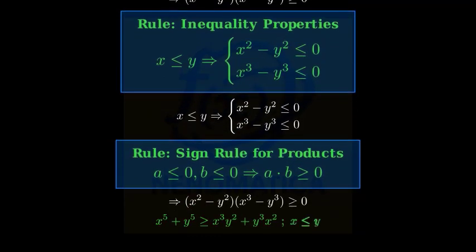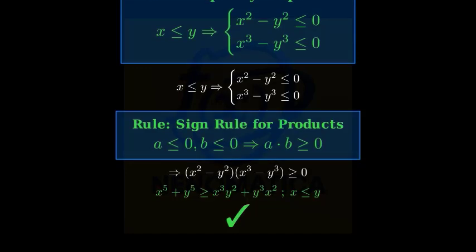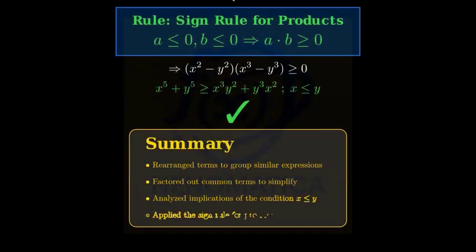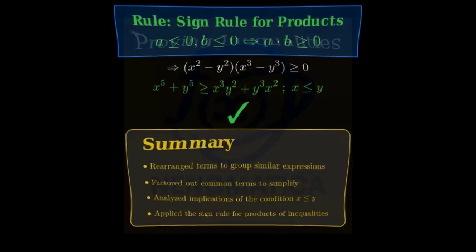Therefore, we've proven that the original inequality, x to the power of 5 plus y to the power of 5 is greater than or equal to x cubed y squared plus y cubed x squared, is true when x is less than or equal to y. To summarize what we've learned, first, we rearranged the terms to group similar expressions. Then we factored out common terms to simplify the expression. Next, we analyzed the implications of our condition, x less than or equal to y. Finally, we applied the sign rule to prove the inequality. This proof demonstrates important techniques in algebra, including factoring, analyzing inequalities, and applying sign rules.